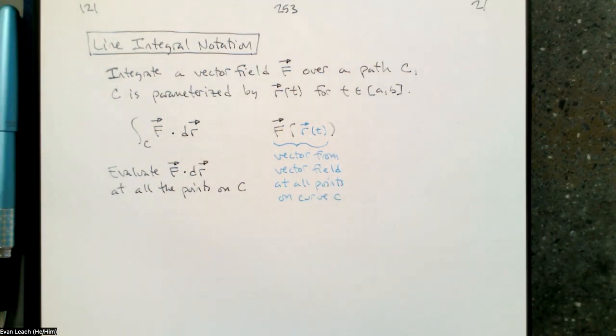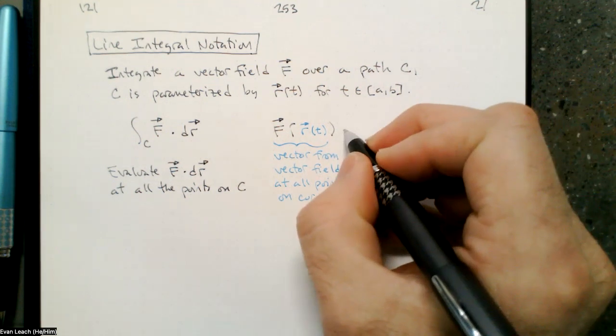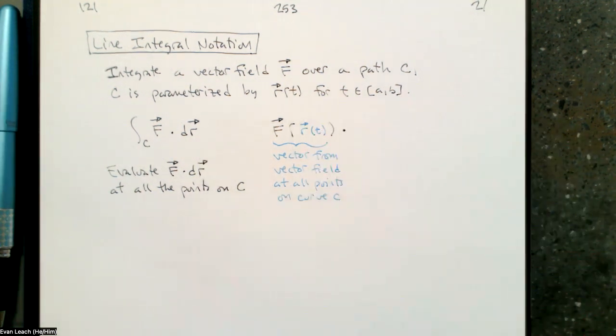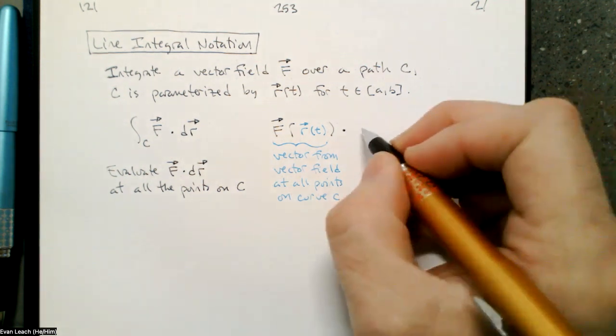That's the vector from the vector field at all the points on the curve C. We find the dot product with a tangent to the curve. So the parameterization is r of t. The tangent is going to be r prime of t dt.